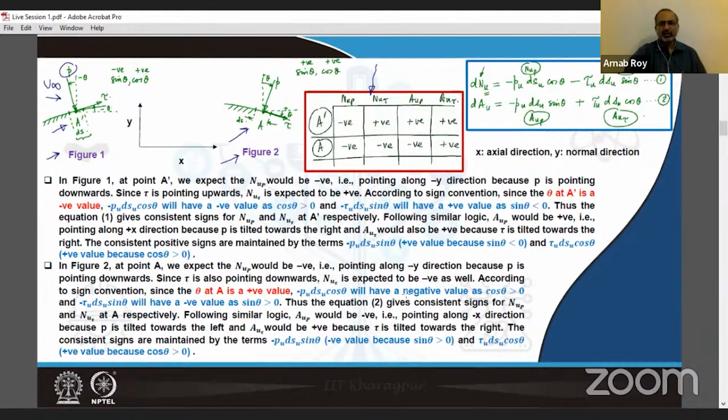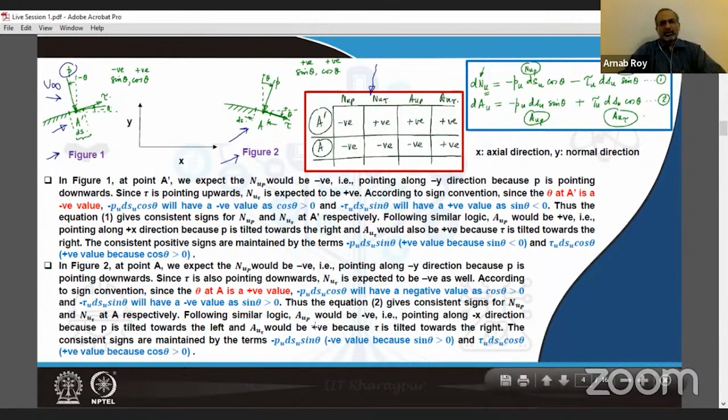And then when you move on to the equations, you get the same sense, because minus Pu dSu cos theta will have a negative value as cos theta is greater than 0. And minus tau u dSu sin theta will also have a negative value as sin theta is greater than 0.